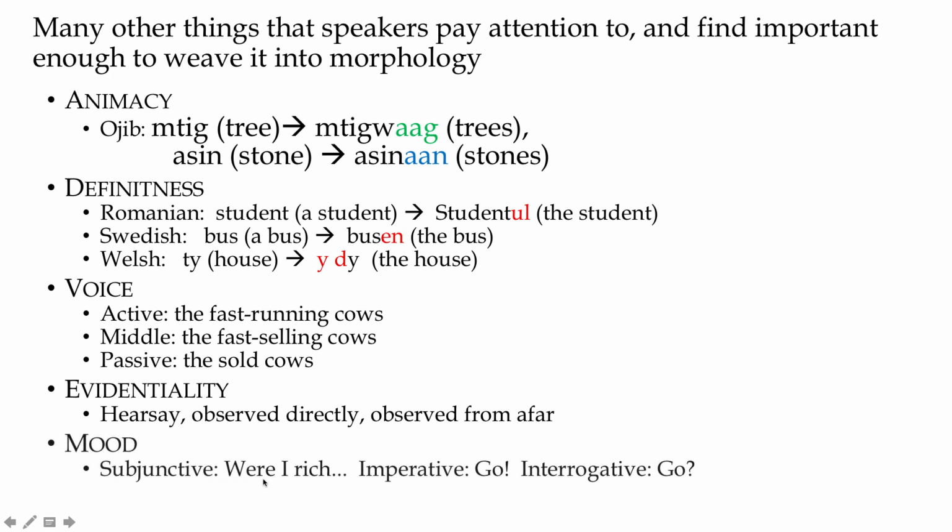And mood. Mood, we think of subjunctive moods, like in an imaginary world, this would be true. Were I rich, I would buy something. Imperative mood is like a command, go. Interrogative mood would be a question, go? And then declarative mood would be just a period, like I am going. I'm just making sort of a statement about the real world. So all of these, the imperative, interrogative, and declarative, that would be also called indicative together, about the real world, and then subjunctive is about an imaginary or a dreamed of world.